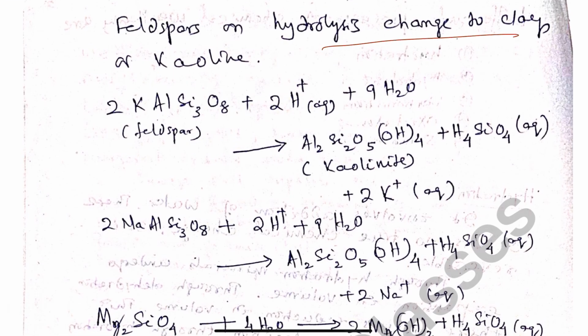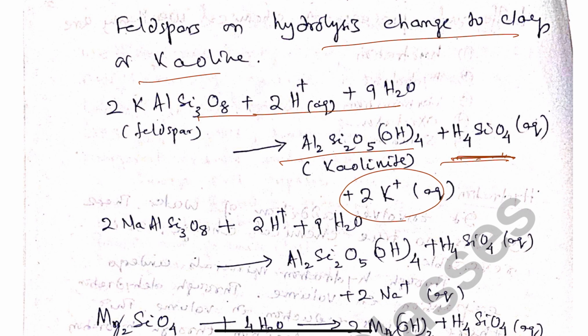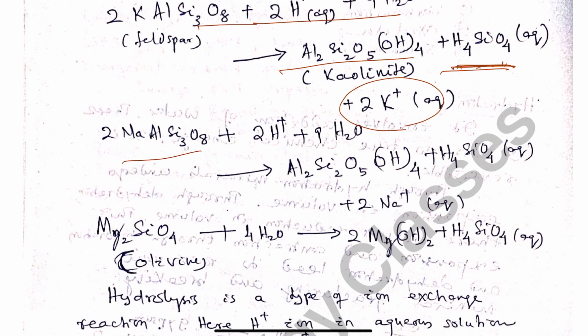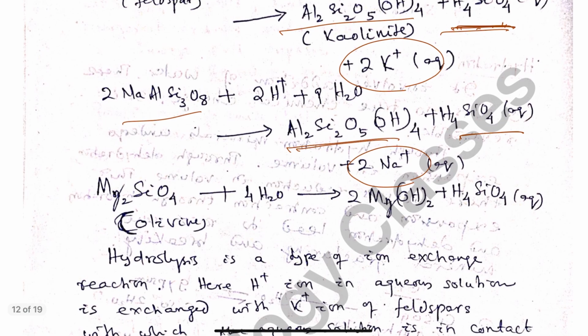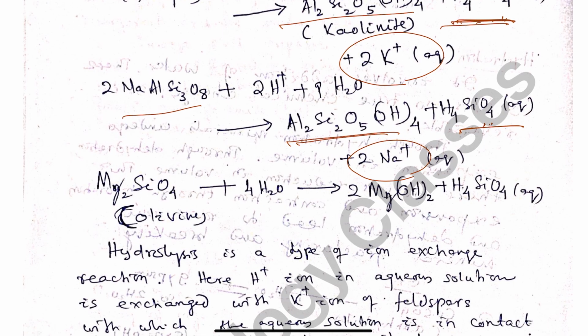So feldspars on hydrolysis change into clay or kaolin. This is the reaction in which kaolin is being produced and orthosilicic acid, or silicic acid, is being produced with liberation of potassium. Similarly, the albites liberate sodium with formation of kaolinite and silicic acid. The silicic acid further attacks the other reaction minerals. Similarly, olivine on hydrolysis produces magnesium hydroxide, then silicic acid, which are aqueous solutions.